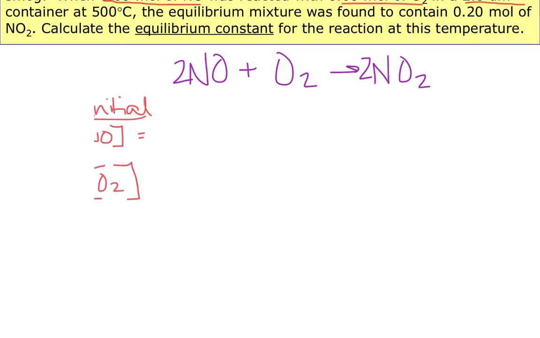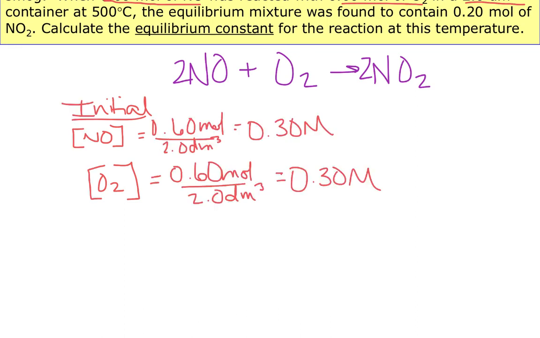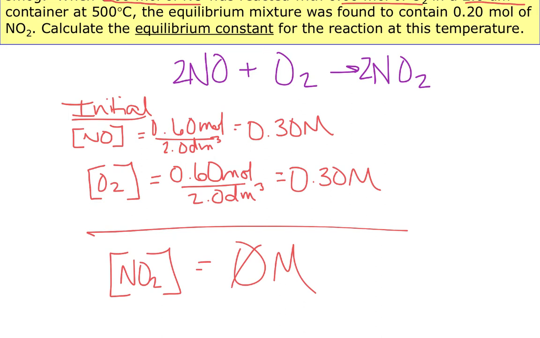The next sentence gives us our initial concentrations for the two reactants. The NO and the O2 both have 0.6 moles, and they are both in a 2 decimeter cubed or 2 liter container. So both reactants end up being 0.3 molar initially. Keep in mind, we know also that there's no product when the reaction initially begins, so we have a 0 molar product.